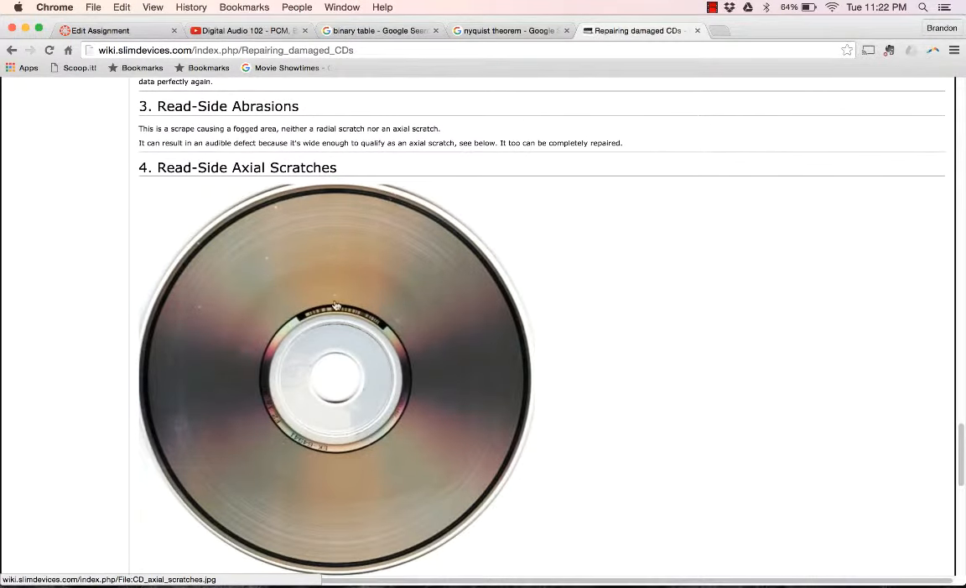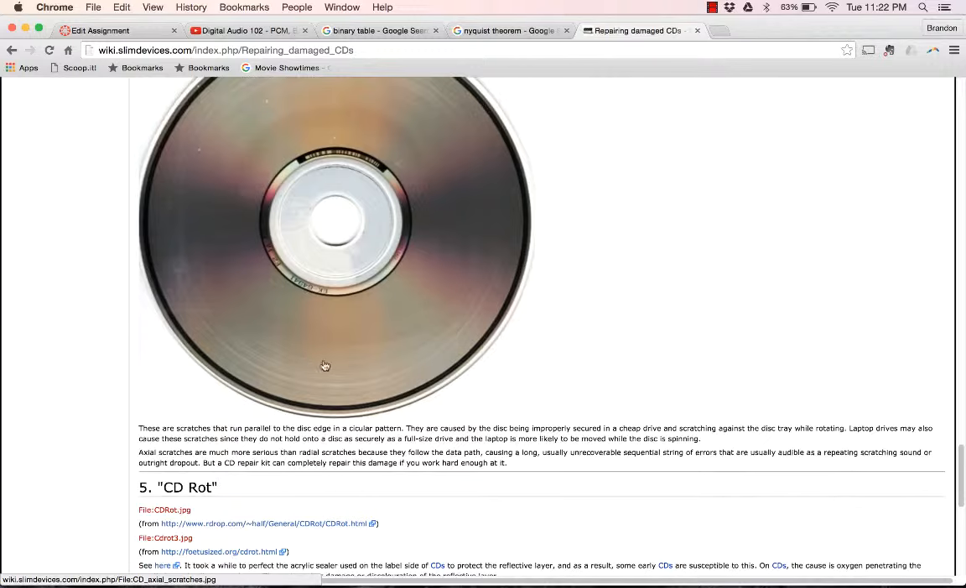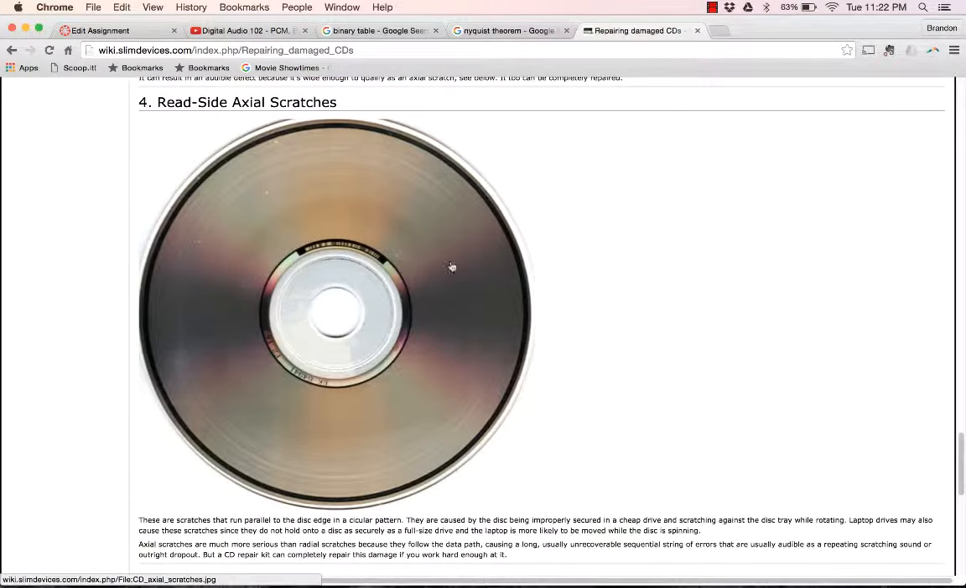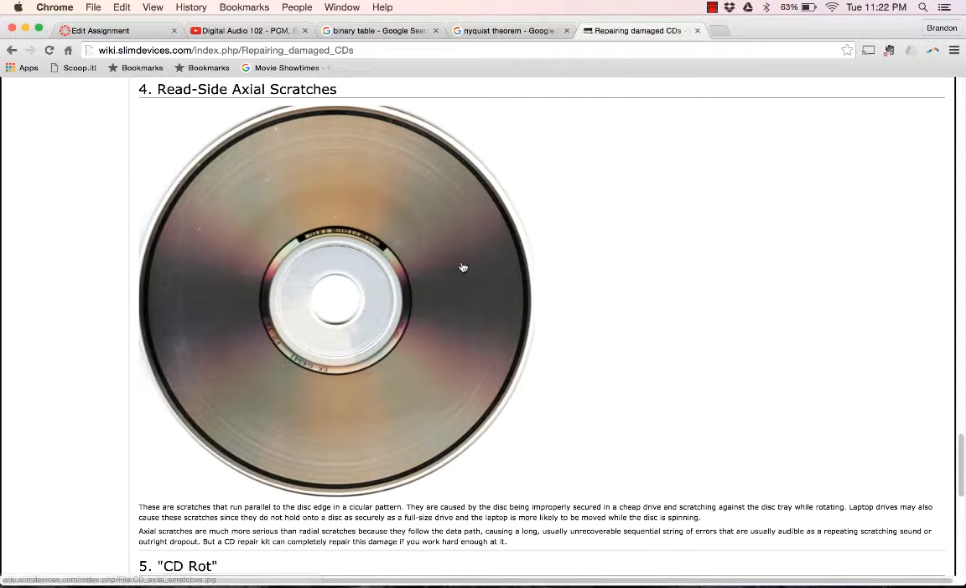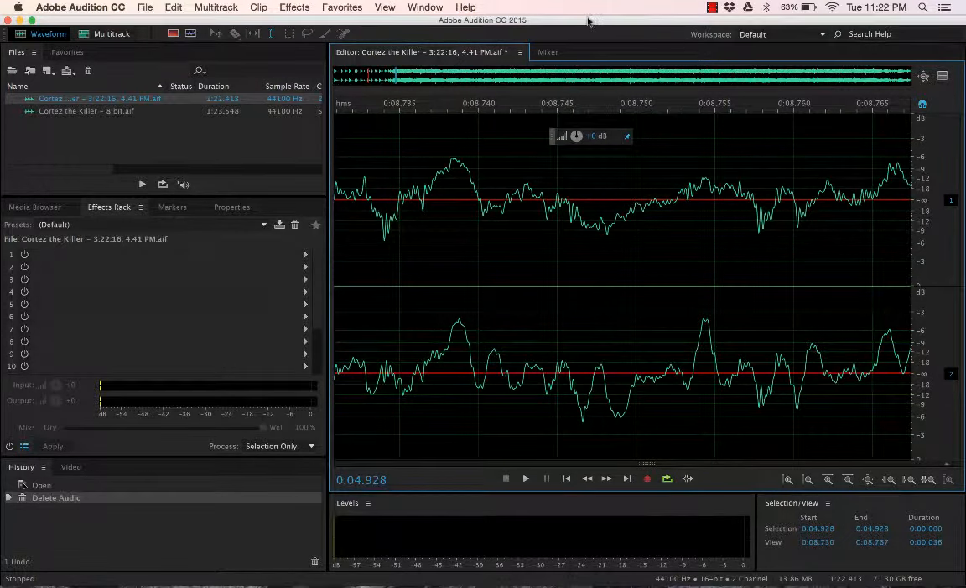If you have circular scratches like this, that means that the whole time it's spinning, it's losing the data. So you might have lost 10 whole seconds while it's spinning. These ones are a lot harder to get rid of. That's just because of the way digital information is stored. Okay, that is it. You should be able to do all the homework for this assignment, and hopefully this is helpful to you. See you next time.